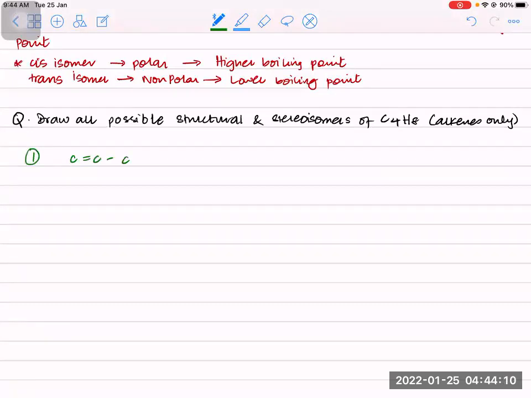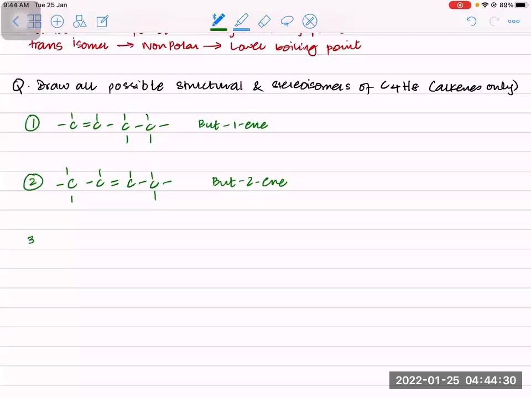So you make a straight chain butene. Yes. And let's name this. So this will be but-1-ene. Then you make another straight chain, change the position of the double bond. So this becomes what? But-2-ene. Yes. Then can we have a but-3-ene? No, because when you make a but-3-ene, that will be the same thing as but-2-ene, right?